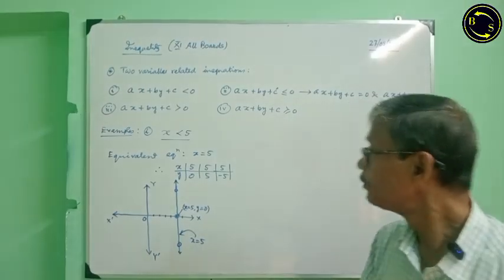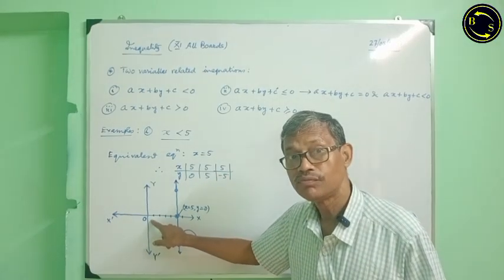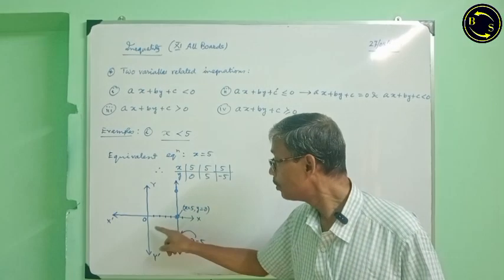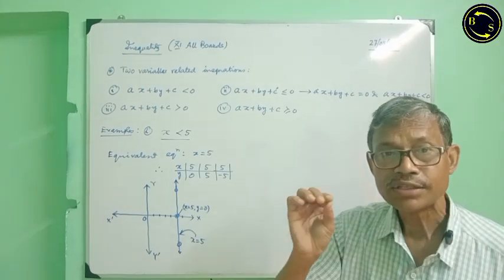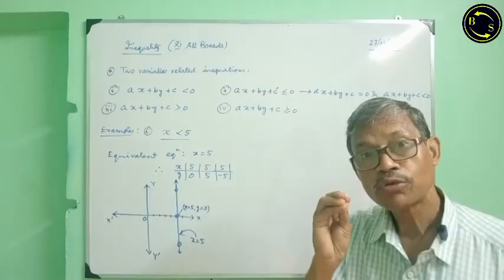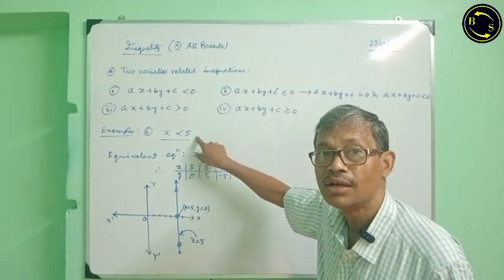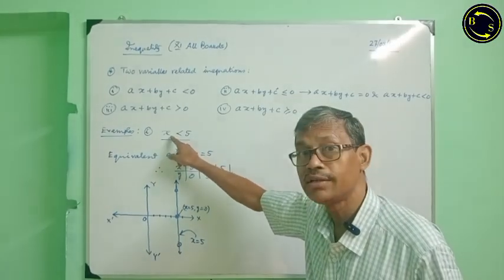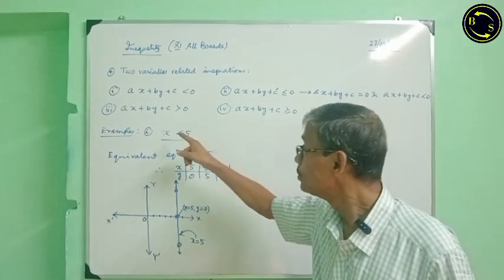For that, first we note the origin that is not lying on this straight line. Now coordinates of the origin are 0, 0. That means x equal to 0, y equal to 0. Now we put the value of x in this original equation. What we find? X equal to 0. Therefore 0 on the left side. Is 0 less than 5? Answer is yes. 0 less than 5.